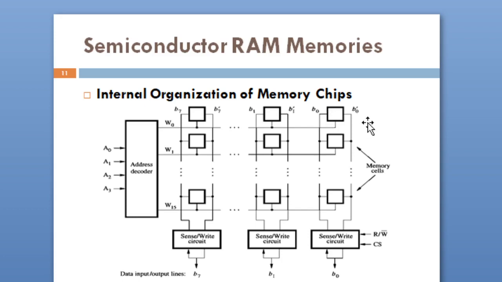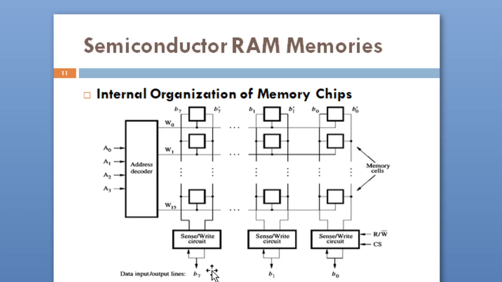So during a read operation, these circuits sense or read the information stored in the cells connected by a word line and transmit this information to the data output line. There are 8 bit output data lines, that is B0, B1 up to B7. So what happens in a read operation? Whatever value is in the memory cell is sensed by the sense/write circuit, and that value is transferred to the data output lines.